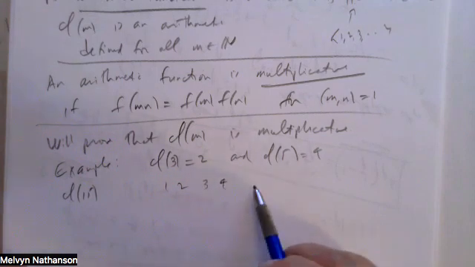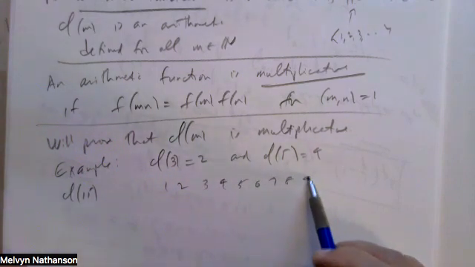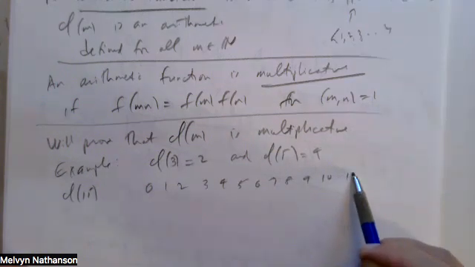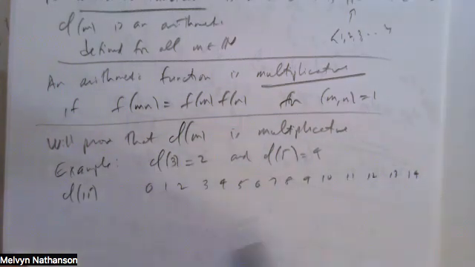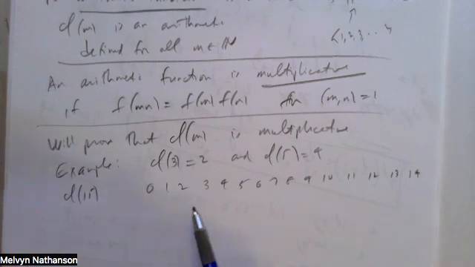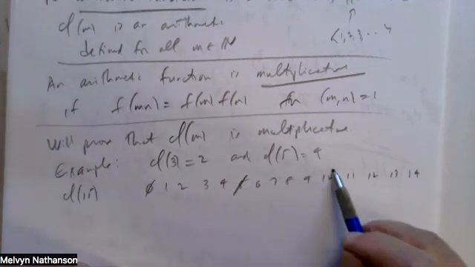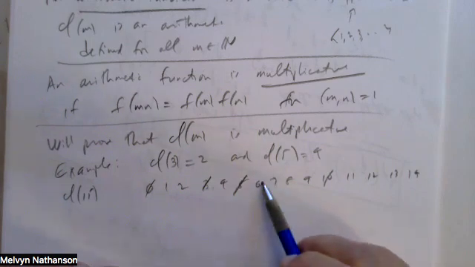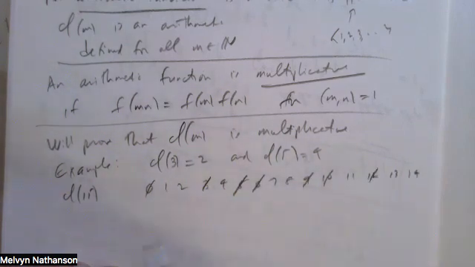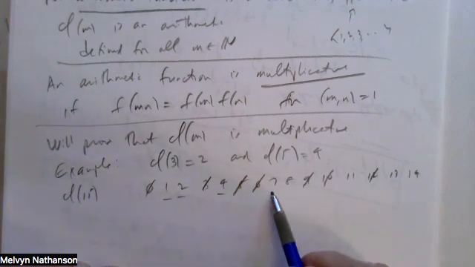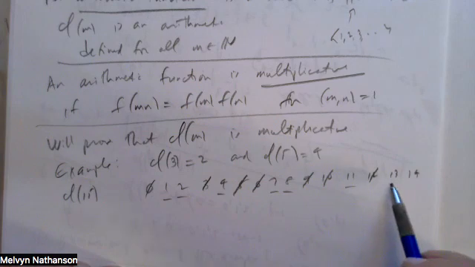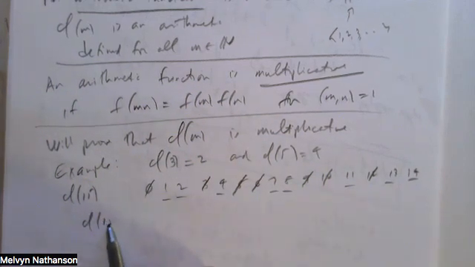So if you look at the numbers from 0 to 14, and you cross out all the numbers that are not relatively prime to 15, that means all the numbers divisible by 5 and all the numbers divisible by 3. How many numbers are left? 1, 2, 3, 4, 5, 6, 7, 8. So phi of 15 is equal to 8.